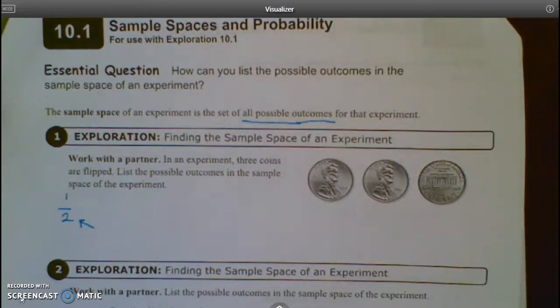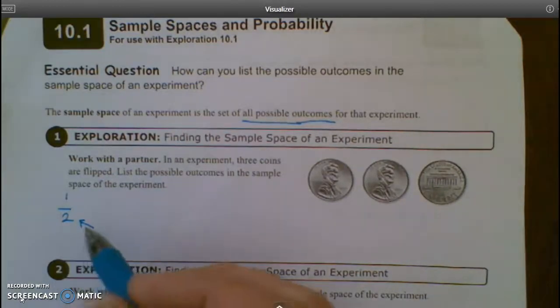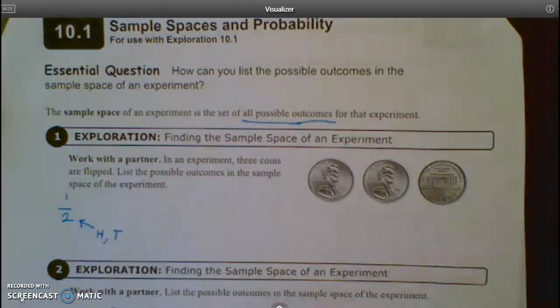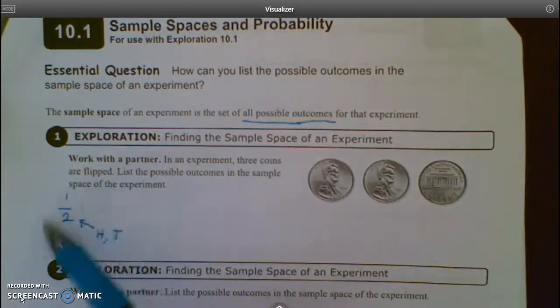So if we were to say, what's the probability of getting tails? Well, if we flip a coin, obviously only one side represents tails, because our sample space is either heads or tails. So 1 out of those 2 options represents tails. And so that's our basic probability.